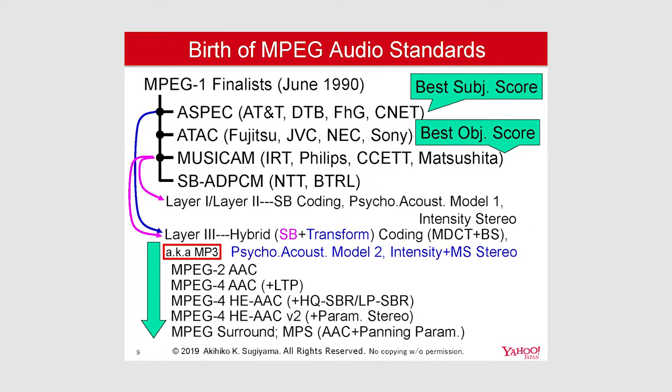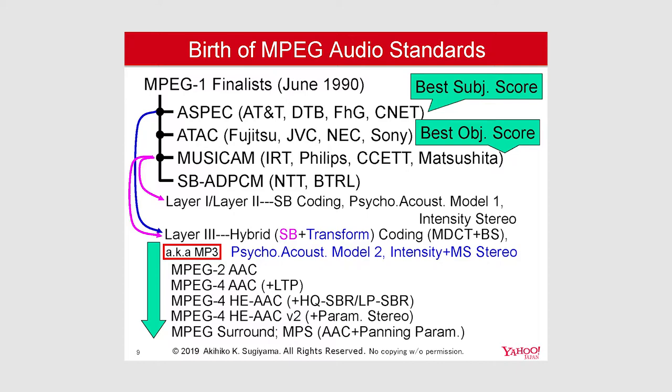So let me talk about the birth of the first MPEG audio standard. MPEG-1 was standardized in the early 90s, as I said, and there was a public call. So it was possible for everybody to submit his or her own method or algorithm. There were over 40 universities and companies that submitted their own methods and algorithms. However, the number was too many to compare them to each other. So the chairman suggested to make these four groups.